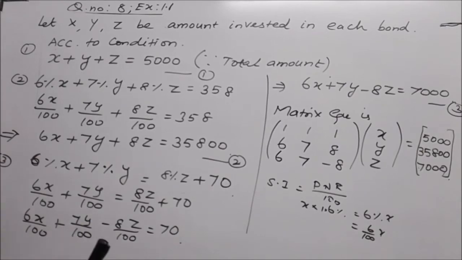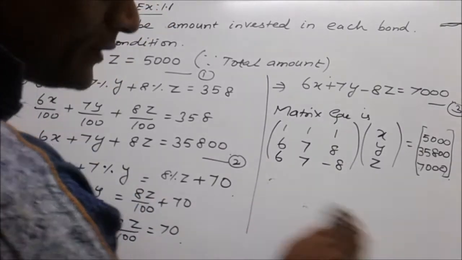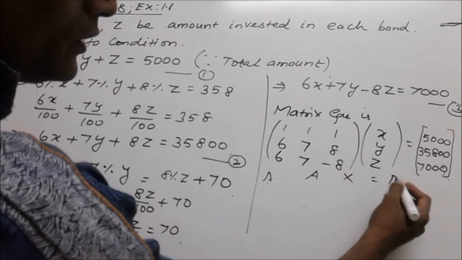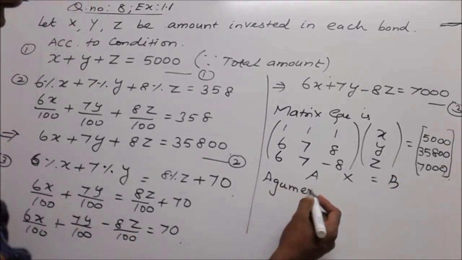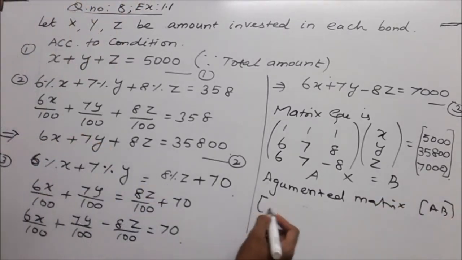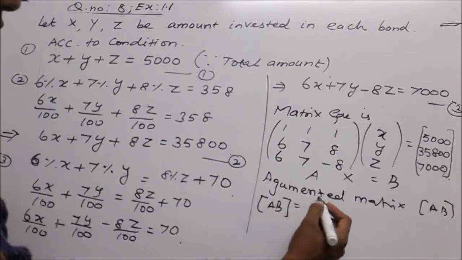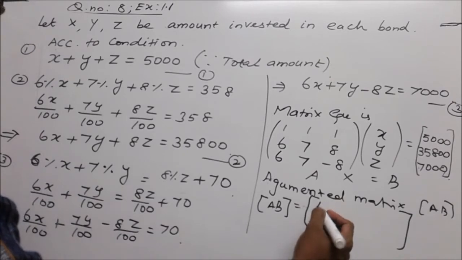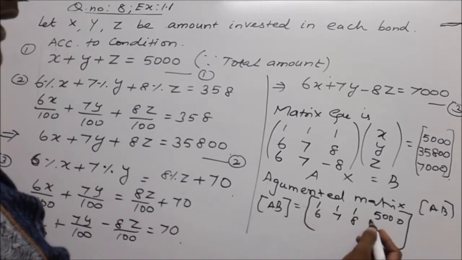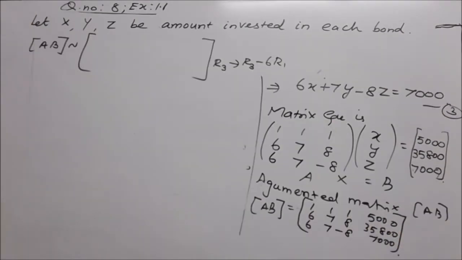Now we should form an augmented matrix. This is in the form of AX equal to B. So the augmented matrix AB will be equal to 1, 1, 1, 5,000. Second row 6, 7, 8, 35,800. Therefore, the augmented matrix AB is 1, 1, 1, 5,000, 6, 7, 8, 35,800, 6, 7, minus 8, 7,000.